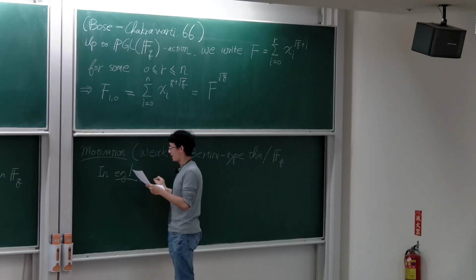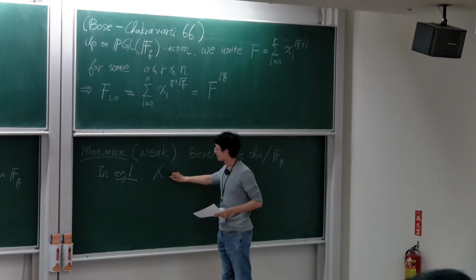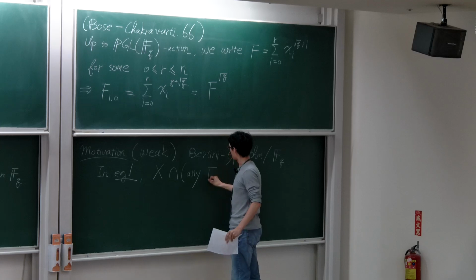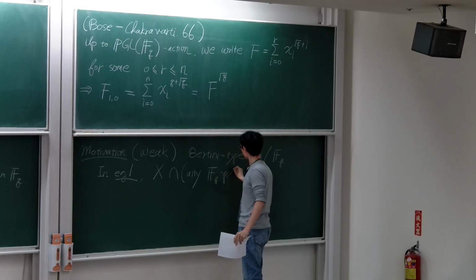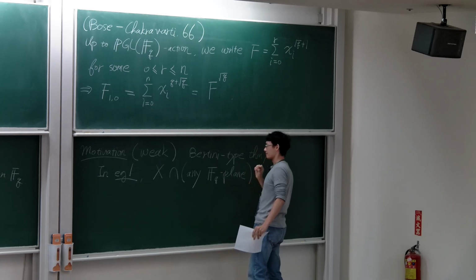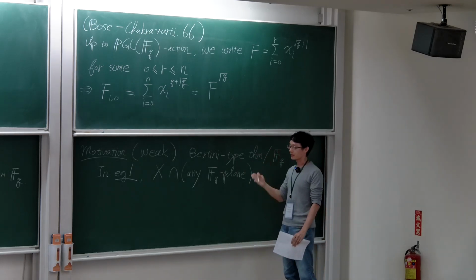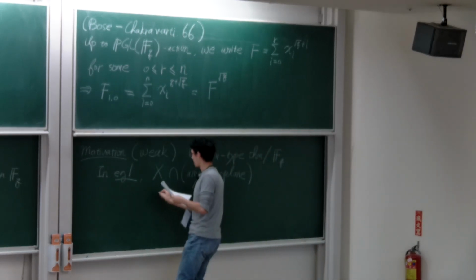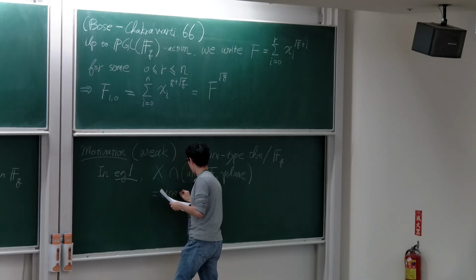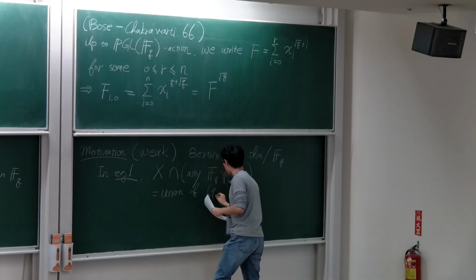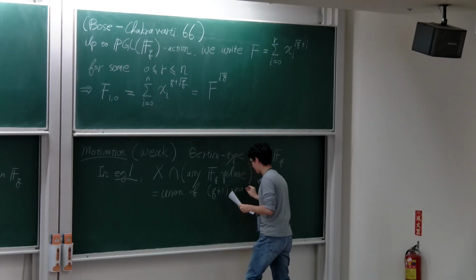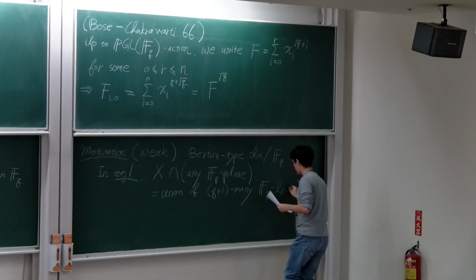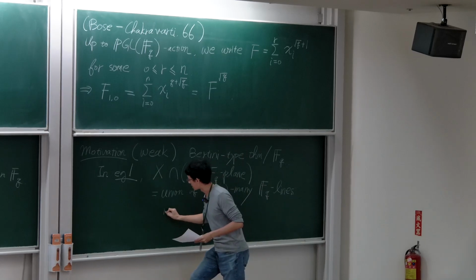Because in example 1, if you pick X and then intersect with any FQ plane, okay, so X is the surface there, and you intersect with any hyperplane, and in this case, it's a plane, you'll get a union of Q plus 1 many FQ lines meeting at one point.